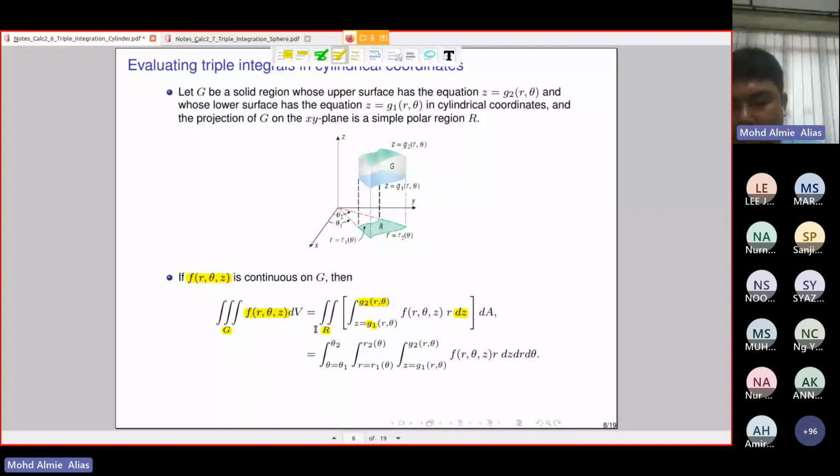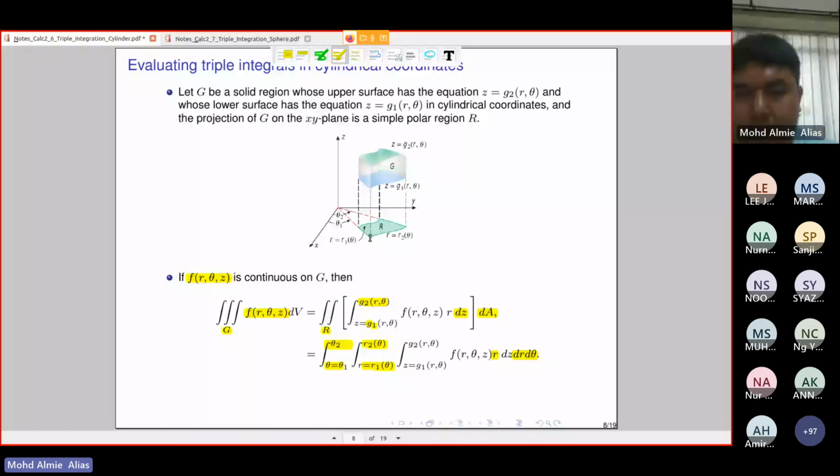Since this is r, then this is dA, which means that the formula here is similar to the Cartesian or rectangular or polar coordinate. So here dA means r dr d theta, and of course you can change the order of integration. This is the usual theta, and this is r, and this comes from your region R here, which is the projection of the solid G onto the XY plane.